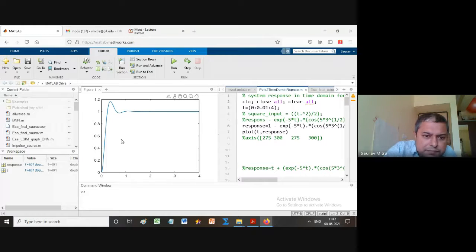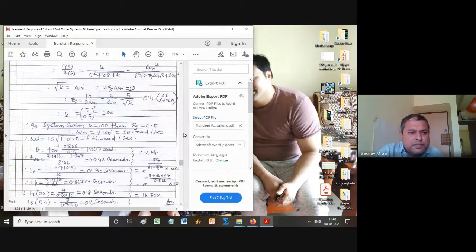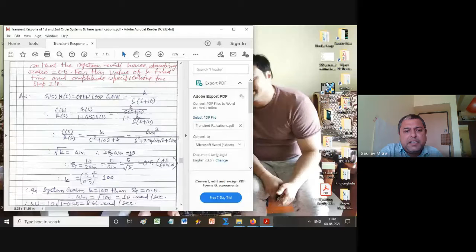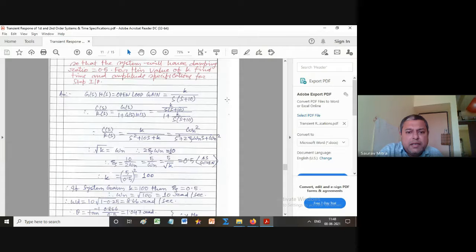So how much is the numerical? This was the numerical: 100 divided by s square plus 10s plus 100. If you remember, 2 into zeta into omega n, where omega n was 10 and zeta is equal to 0.5. So 10 into 0.5 is 5, multiplied by 2, so this is 10s, plus omega n square, 100. So what we are doing is 100 divided by s square plus 10s plus 100.